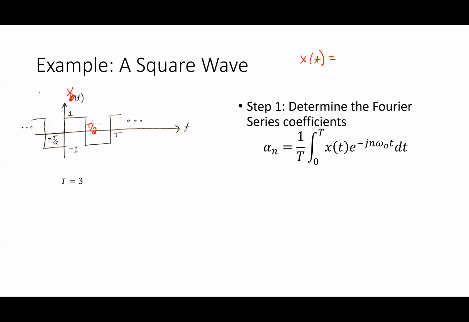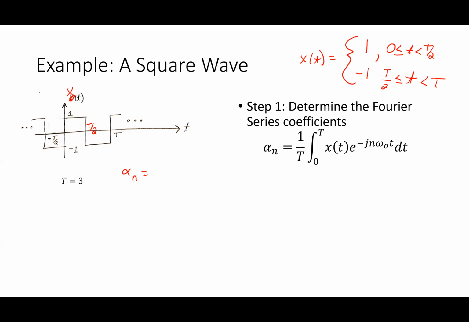Split it up. Yeah, so what's the first? Yep, so it's 1 and -1. So this is from 0 to t over 2, and then this guy would be from t over 2 to t, like that. So that's our function. So now I've got to compute my alpha n. So alpha n equals that integral. So how do I approach this?